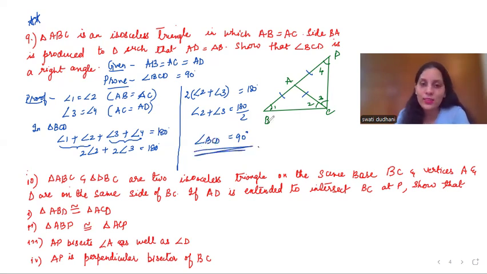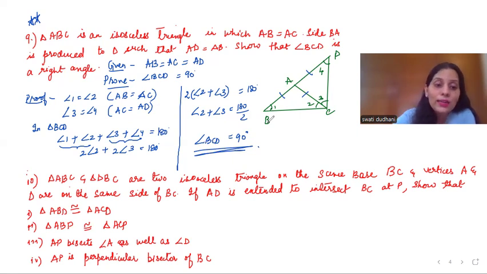It was very easy. Whenever you see that it's an isosceles triangle, you will definitely use the theorem: if sides are equal, their opposite angles are equal, or if angles are equal, their opposite sides will be equal. Now, moving on to the next question.